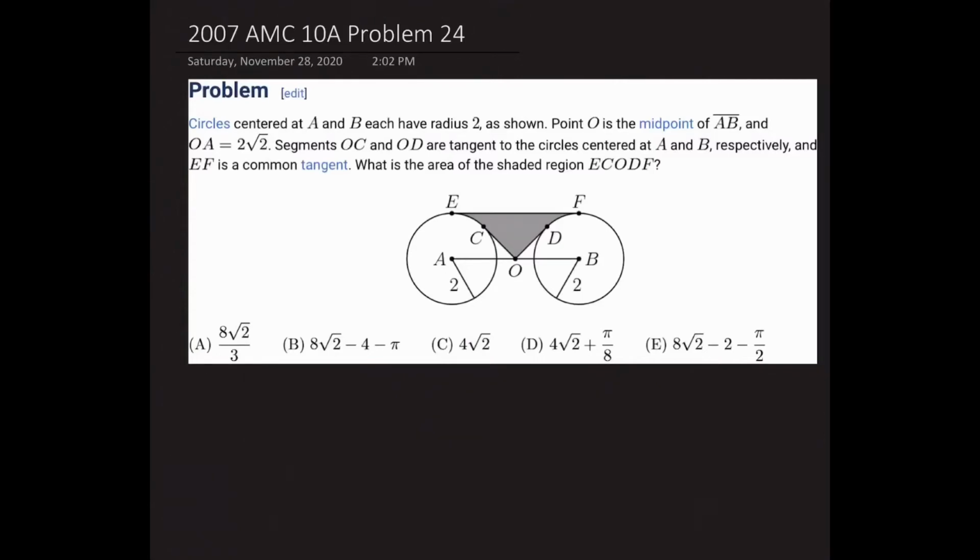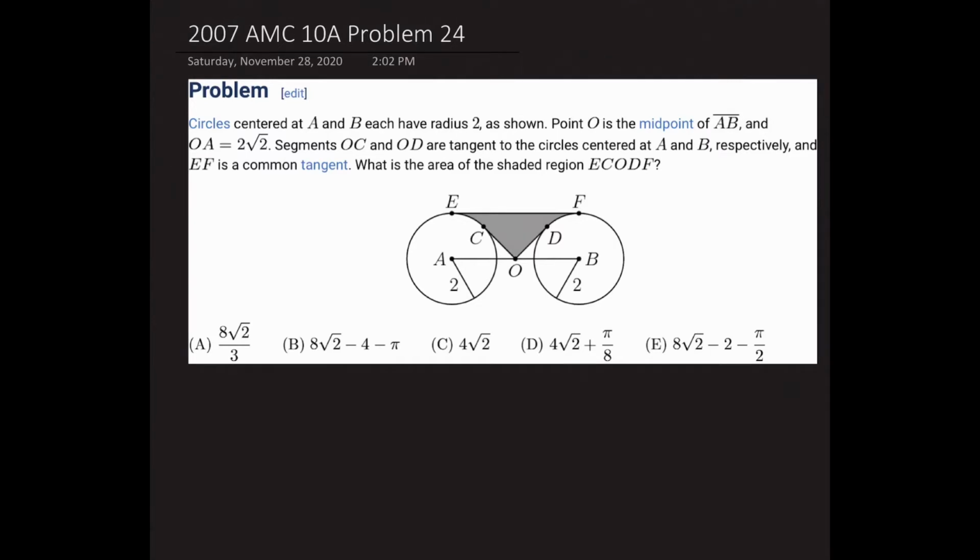I'm going to be solving the 2007 AMC 10A problem 24. Let's read through the problem. It says, circles centered at A and B each have radius 2 as shown. Point O is the midpoint of segment AB, and OA equals 2 root 2.